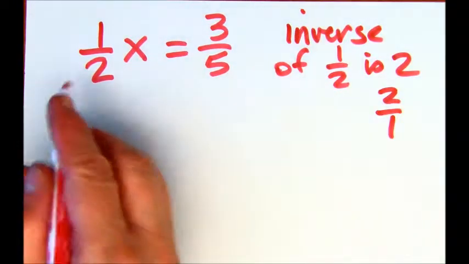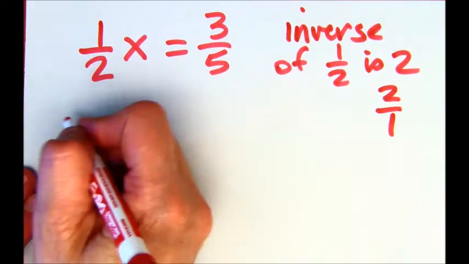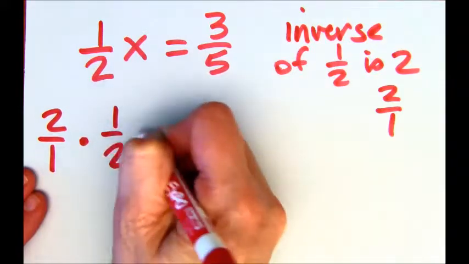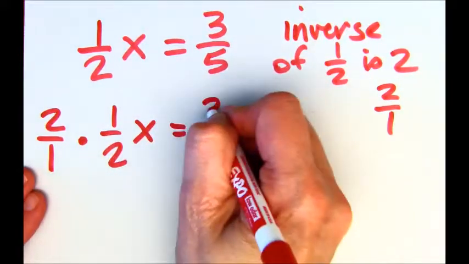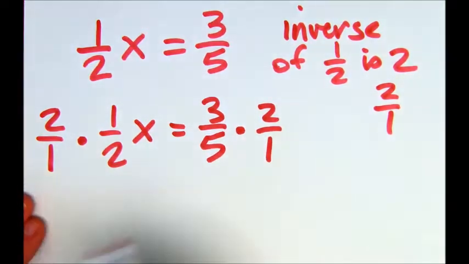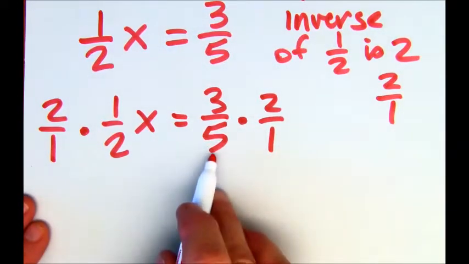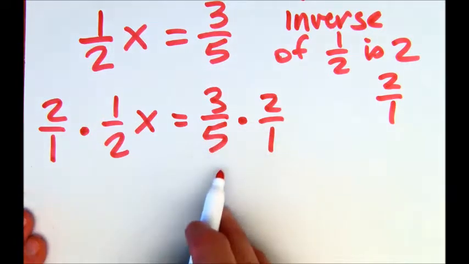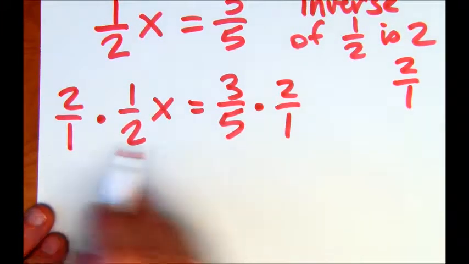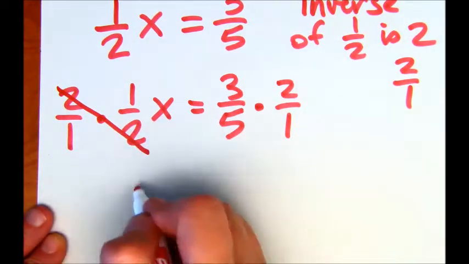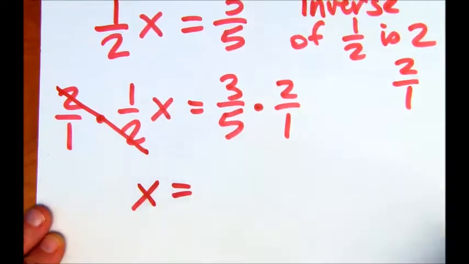So that's what we're going to multiply to both sides. We're going to say 2 over 1 times 1/2 x equals 3/5 times 2 over 1. And I'm keeping it in a fraction on this side mainly because on the right side it's in fraction form, so it's just going to be easier to work with. These 2's are going to cancel. I'm left with 1x, or just plain old x.